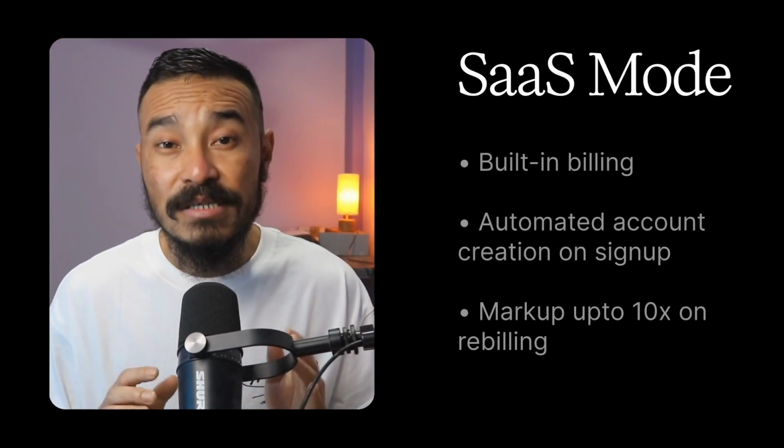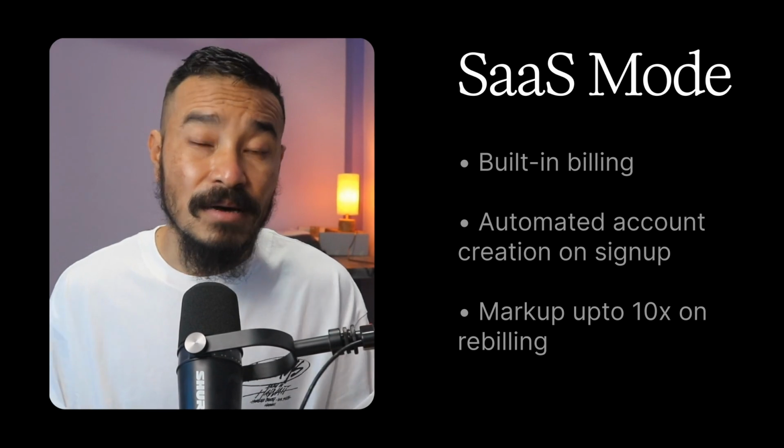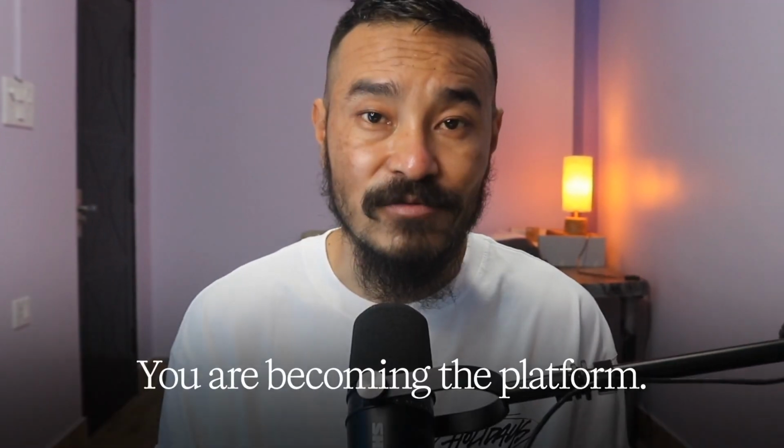Now this is the real game changer. The SaaS mode plan, which costs $497 per month. And this plan unlocks everything. You get things like built-in billing, automated sub-account creation, full rebilling and markup option, where you can put up the markup of 10x and profit from your client's usage, and many, many more. In short, it's like you're not using GoHighLevel anymore. You are becoming the platform.